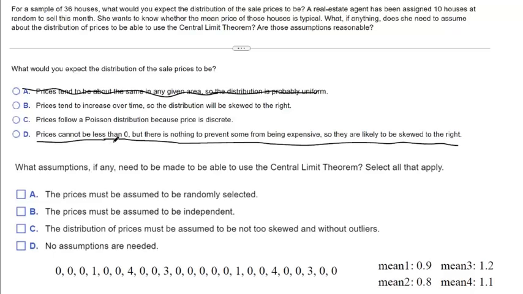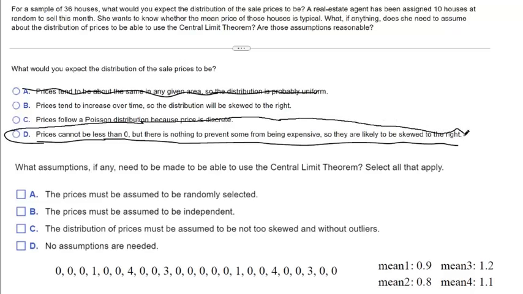You can't sell a house for less than $0, but there's no cap on home prices, right? So when that happens in statistics, when there's a lower bound but no upper bound on the prices, we have to be looking for a right skew. So D is the correct option here. C would be correct if price was discrete, but it's really not. It should be a continuous variable.